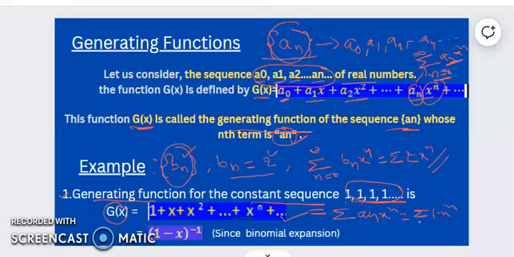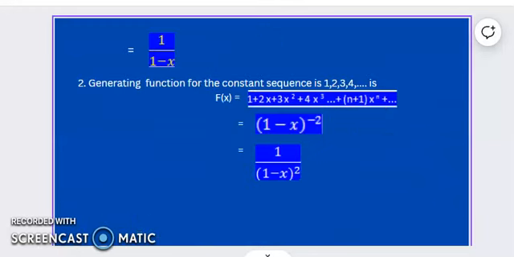So we expand this and we get the value of g of x like this. And this can also be written as 1 minus x whole power minus 1 by using binomial expansion, and the above can also be written as 1 by 1 minus x.